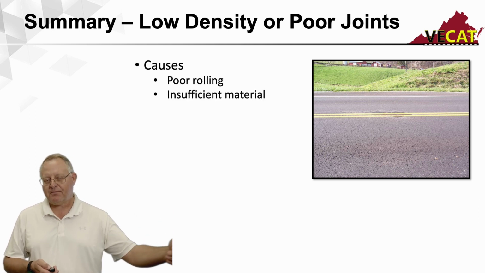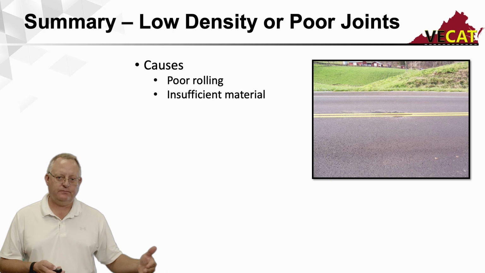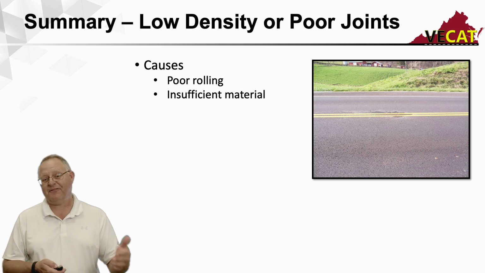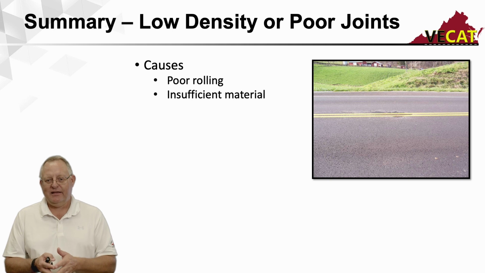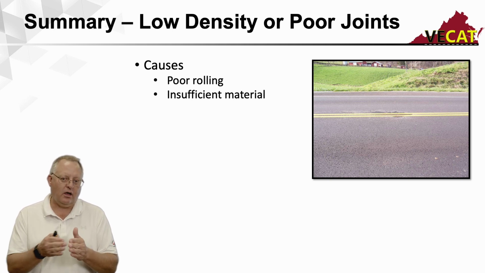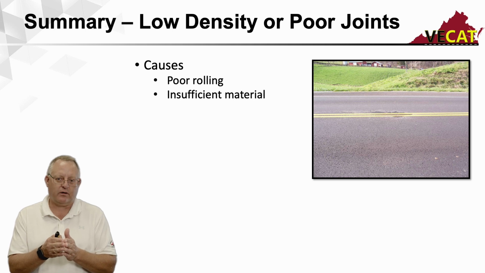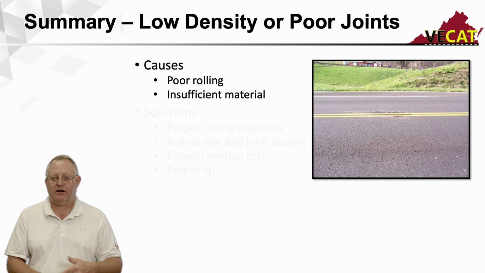What causes some of the problems? It could be poor rolling. We're not rolling the joint as we need to. It could be we have insufficient material, so we don't have enough material to put in place. If we're not rolling toward that joint, rolling up the slope toward a crown, we may not have sufficient material, so there's different causes there.